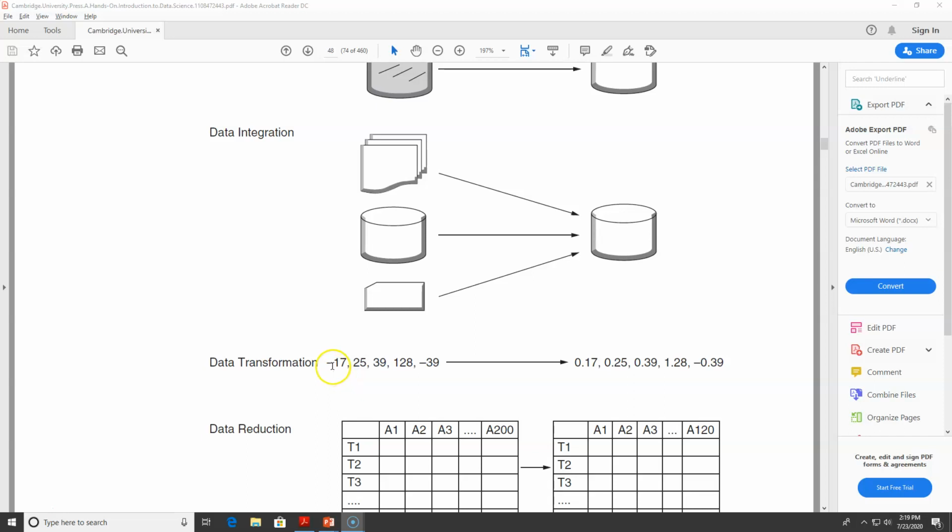By the way, there is no minus here. This is 17, just to indicate that the number is starting. Here it is actually minus, this is not minus. Okay, so we have just divided all these numbers by 100.